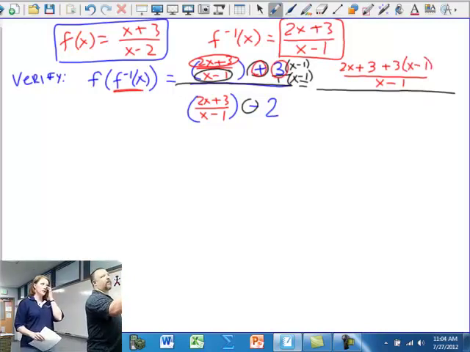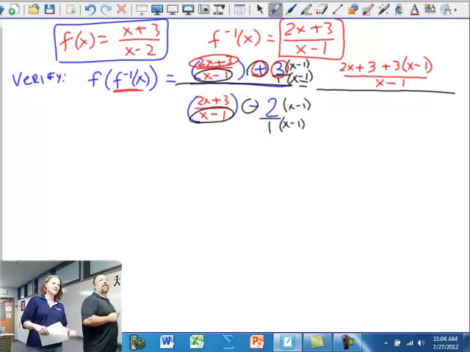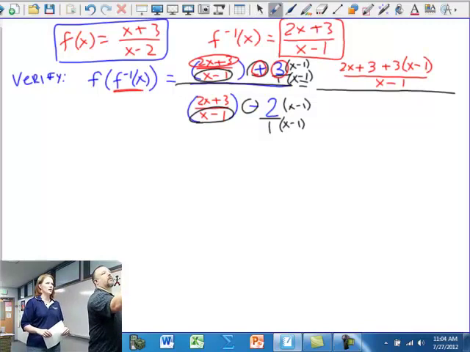Okay, I think I get it. Let me see if we can do it on the bottom. We're going to do the same thing: multiply the top and bottom of the 2 by x minus 1. Same denominators right here. So then our new denominator is x minus 1.